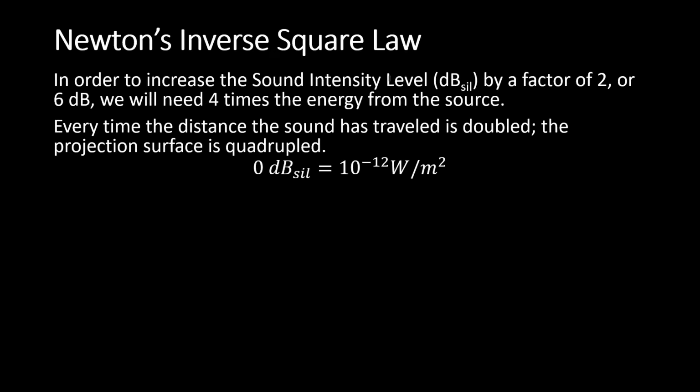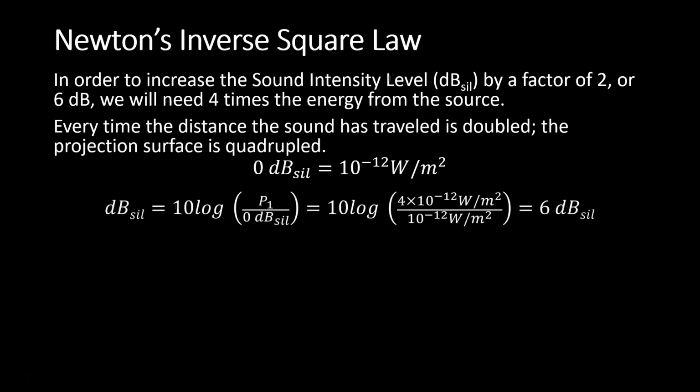And just as a reference, 0 decibel sound intensity level is equal to 10 to the minus 12 watts per meter squared. That's 0.000000000001 watts per meter squared. That's the quietest sound that any human can hear, because basically there is no sound at that point.